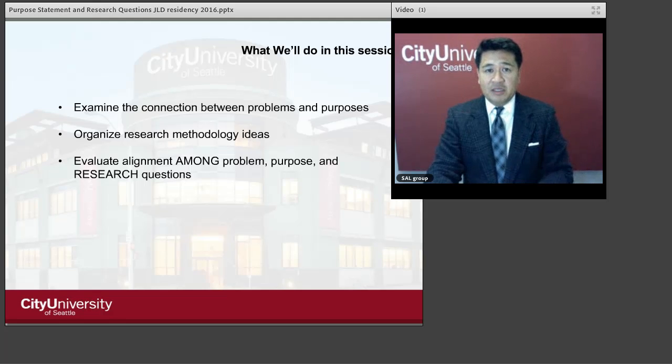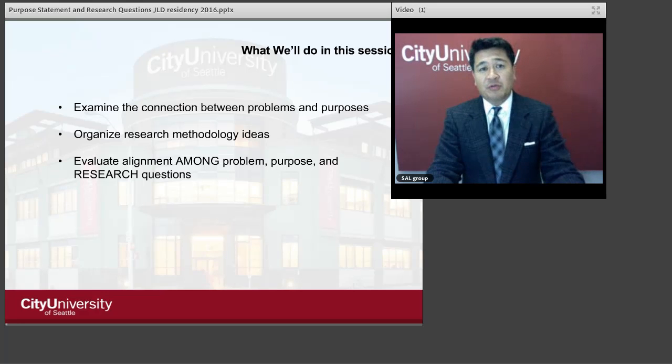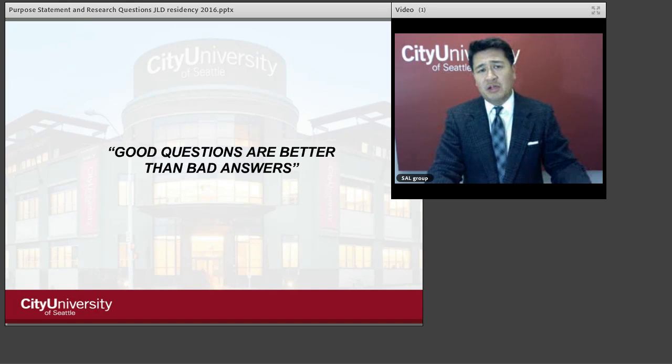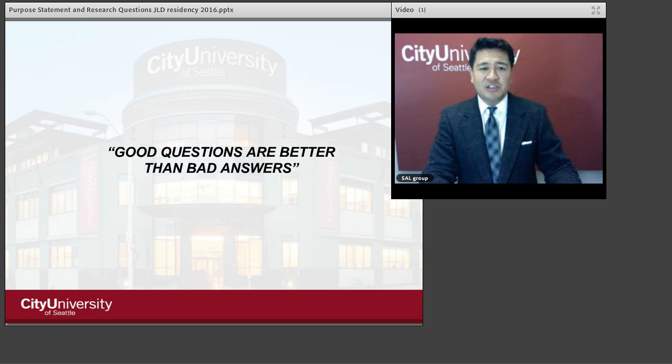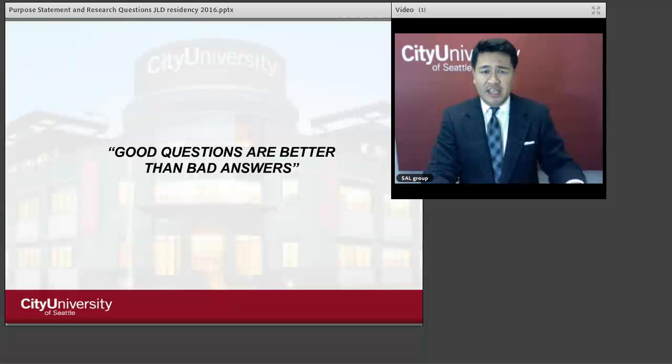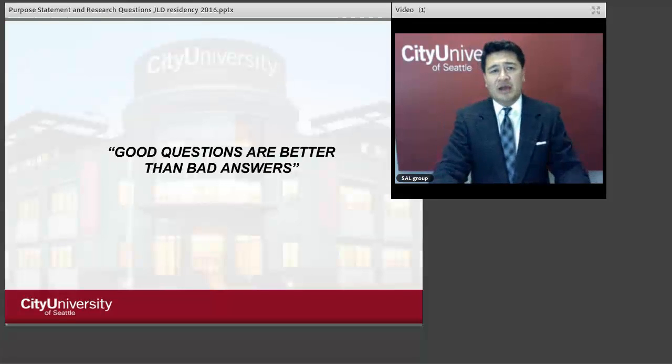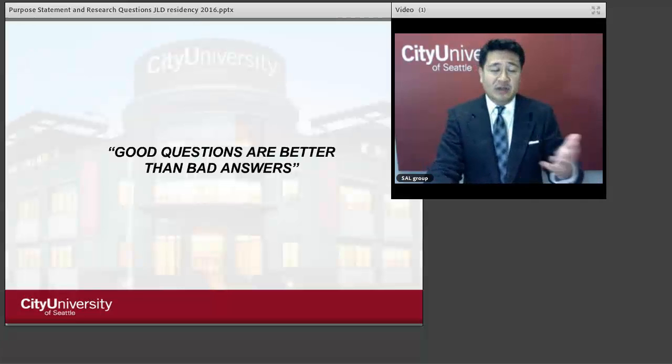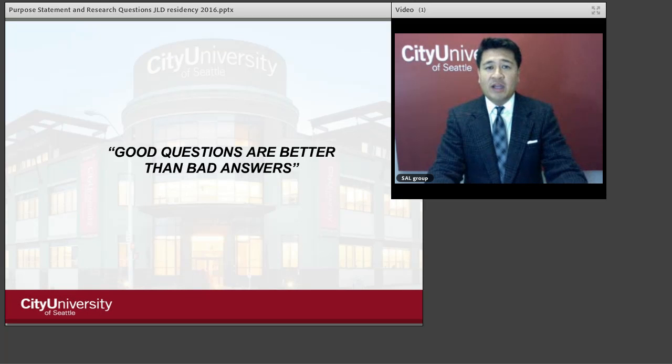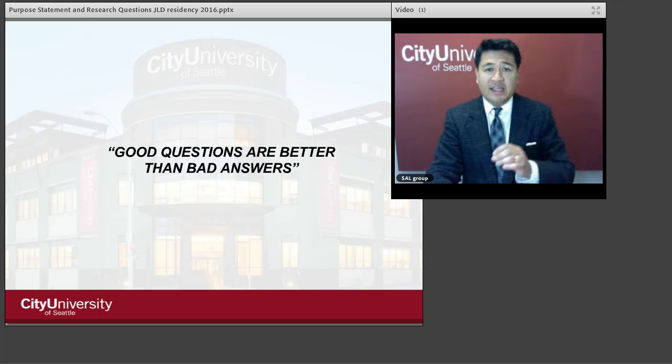If there's good alignment, there'll be a good dissertation. Keep on stressing that word: alignment, alignment, alignment. That will become evident as we go through this session. I have this saying: good questions are better than bad answers. The key in this phase of the dissertation is to discuss and really formulate what the right question is. The key to having a good research question is having a good purpose statement. A key to having a good purpose statement, you'll see, is having a good problem statement.